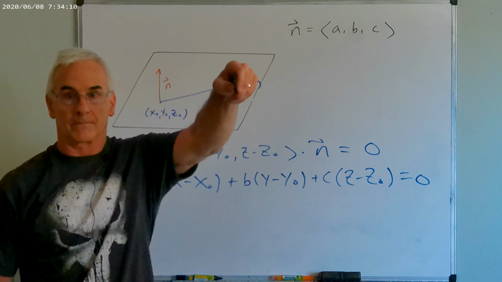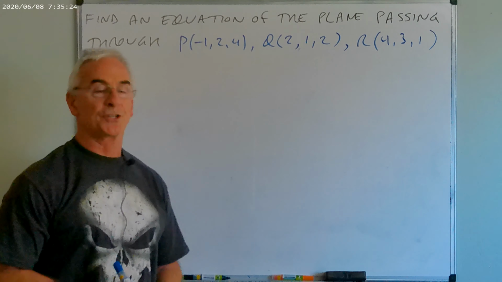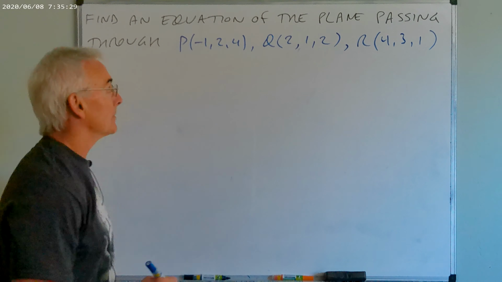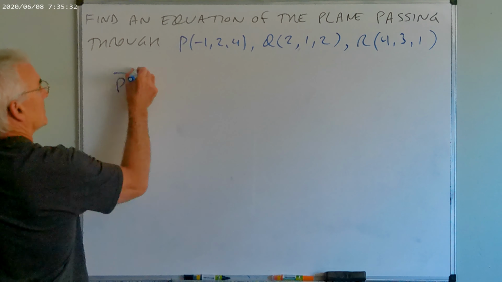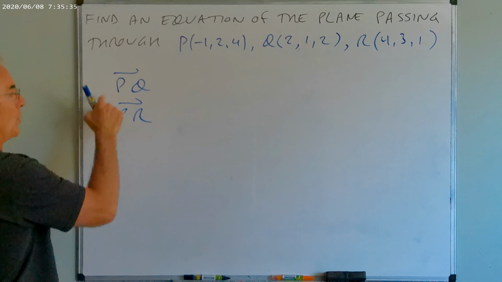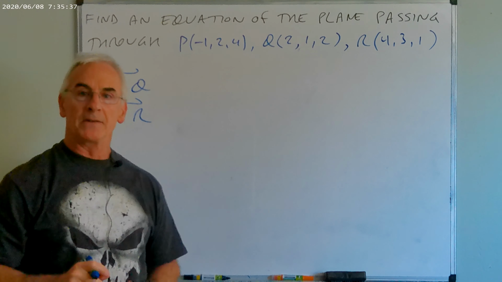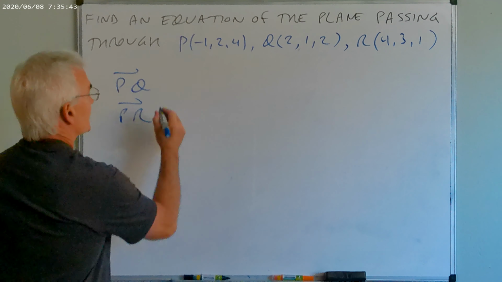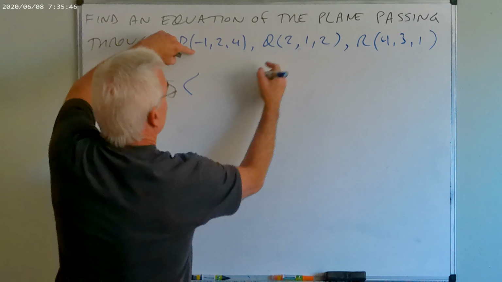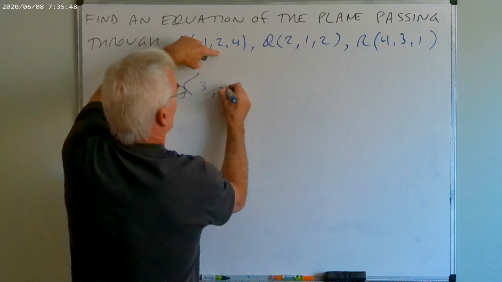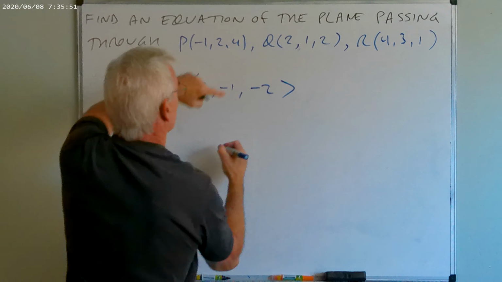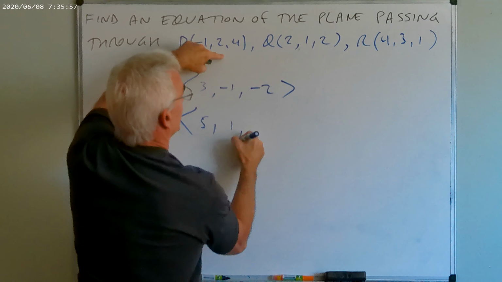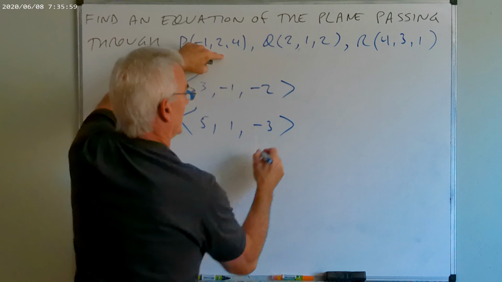Now let's look and see, if we started with 3 points, how do we come up with the equation of a plane? Let's suppose we want to find an equation of the plane passing through these 3 points. We first need to create 2 vectors. Let's call those vectors PQ and PR. I do need to use the same point as the vertex. And then once I find these, since these 2 vectors live on the plane, their cross product will produce the normal vector. So PQ: 2 minus negative 1, 1 minus 2, 2 minus 4, and then PR: 4 minus negative 1, 3 minus 2, 1 minus 4.